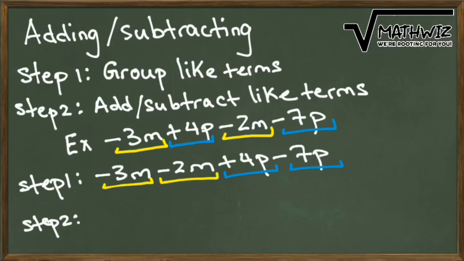If somebody took away 3 melons from you and then they took away 2 more melons, in total they have taken away 5 melons. We then want to look at positive 4p or plus 4p minus 7p.